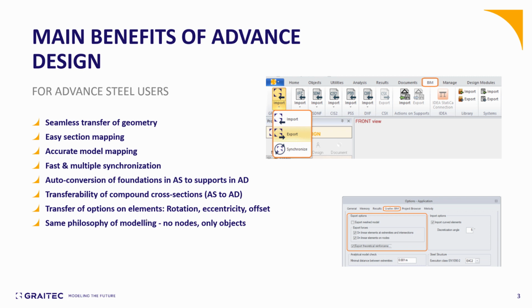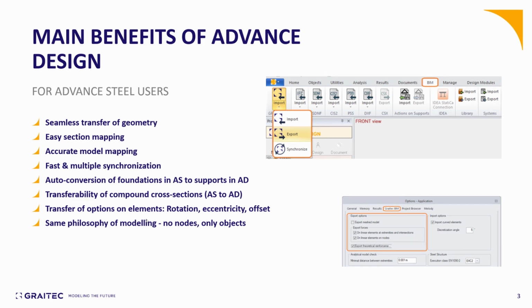Then, if you change something in Advanced Steel or Advanced Design, let's say due to design considerations, we have the synchronization option that you can actually use. It can be used in multiple elements. It's very fast to just find out what's been changed in Advanced Steel or Advanced Design. Maybe you have changed the column, either geometry or section, and synchronize it back to the source software.